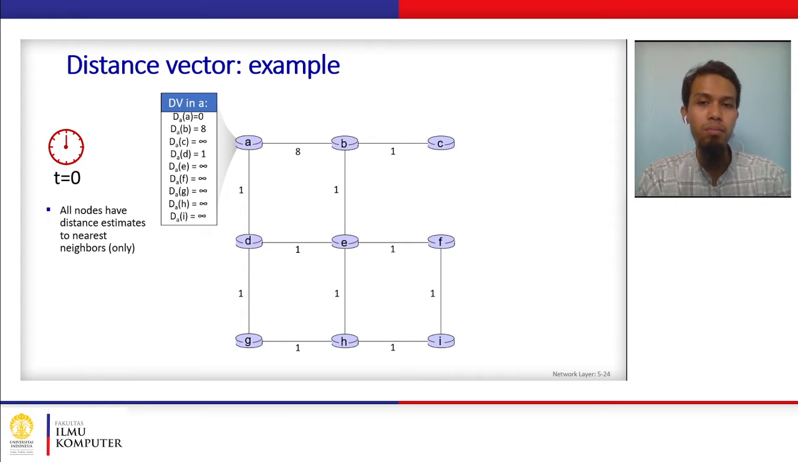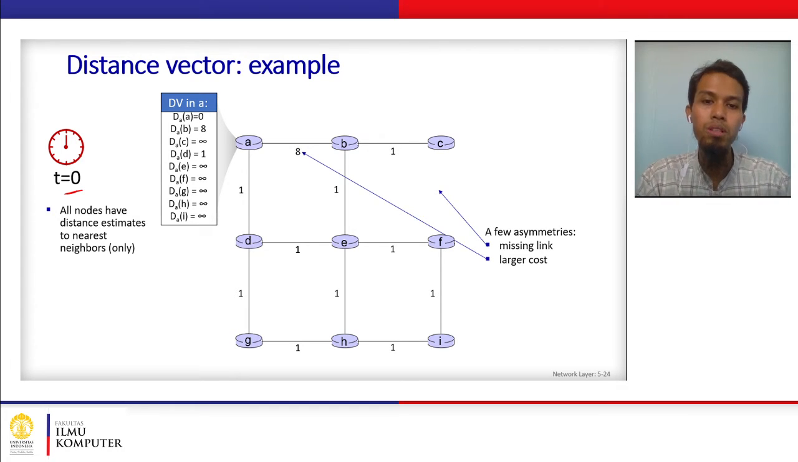But just assume that we have this topology A, B, C, D, E, F, G, H, I. In the initial condition, at T equals 0, all nodes have distance estimates to the nearest neighbors only, because as I said, this algorithm really depends on the neighbors. So initially, node A only has a distance vector from A to itself, which is 0, A to B, which is 8, and A to D, which is 1. All the other nodes are infinity.